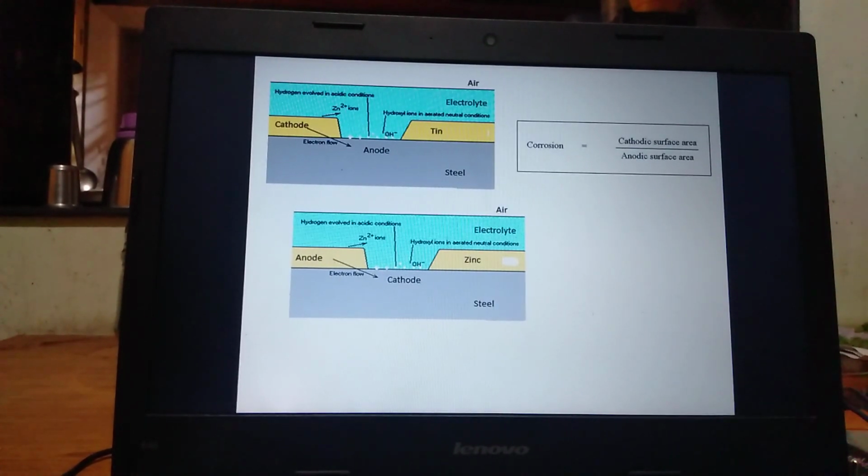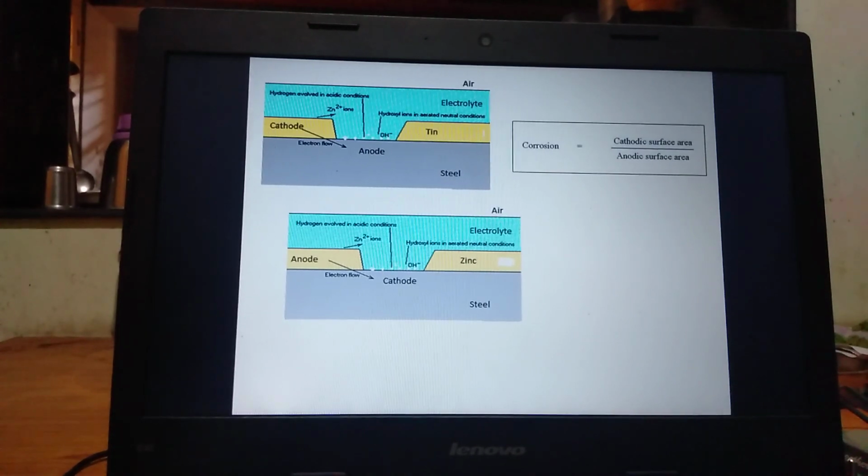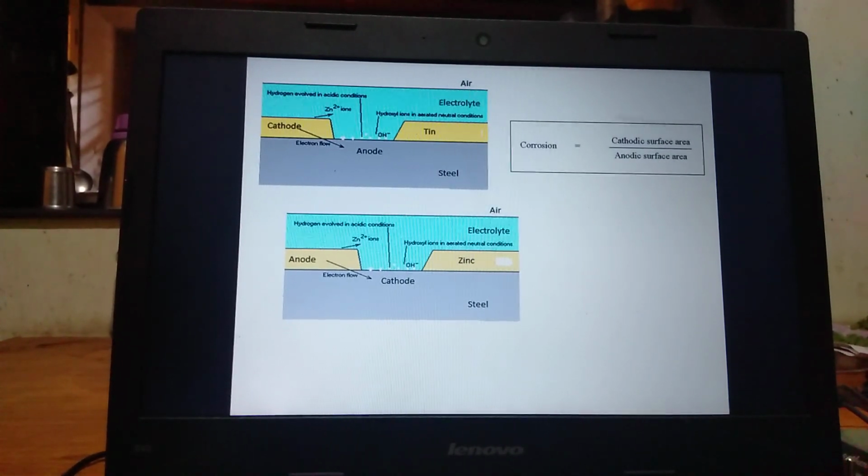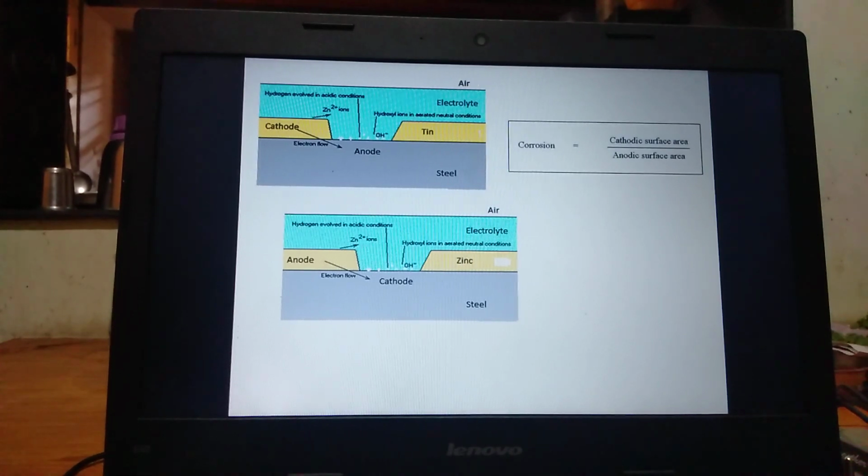Here, tin is plated on the iron in such a way that some areas are not covered or some pinholes are left. These result in a small anode and a larger cathodic area, as shown in the figure. This causes intense localized corrosion at the exposed small anodic area.